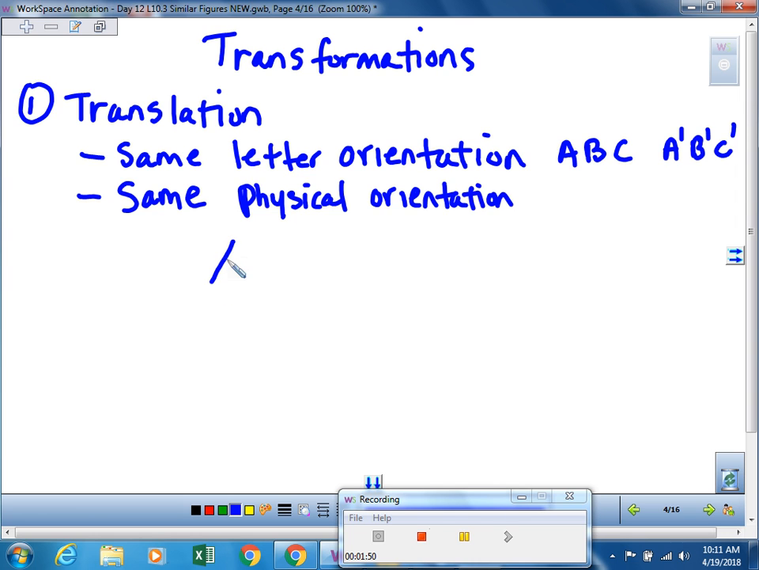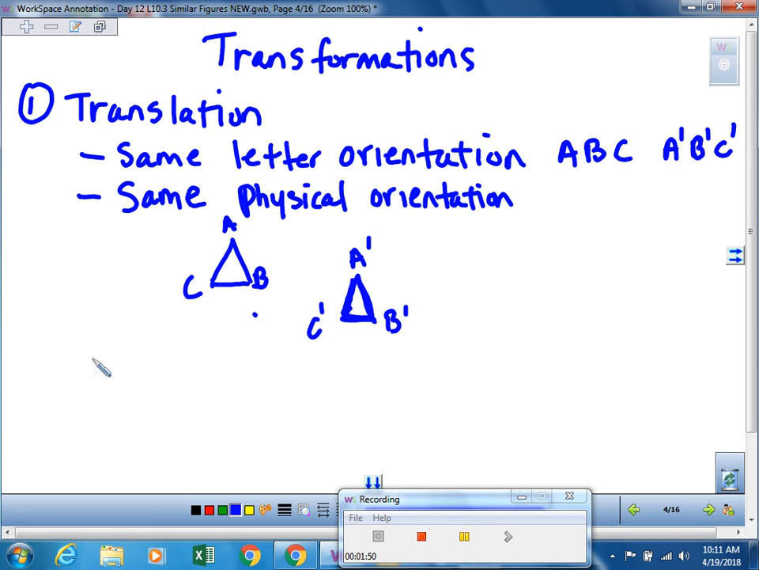So what that means, here's your triangle. Here we have A, B, C. So that other triangle is just going to be a little lower or higher or left or right. And it's still going to be A prime, B prime, C prime. So A, B, C, A, B, C. You see that A is at the top, A is still at the top. B is on the right bottom, B prime is still on the right bottom.